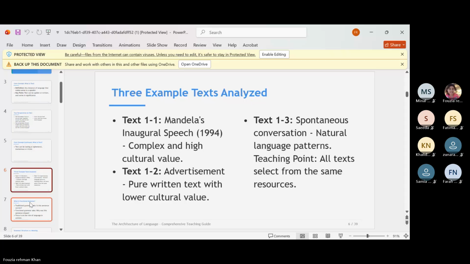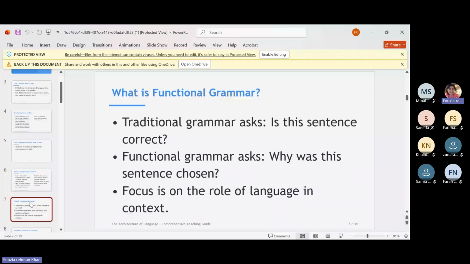Now here we are going to differentiate between traditional grammar and functional grammar, and we will see what the characteristics of functional grammar or functional linguistics are.